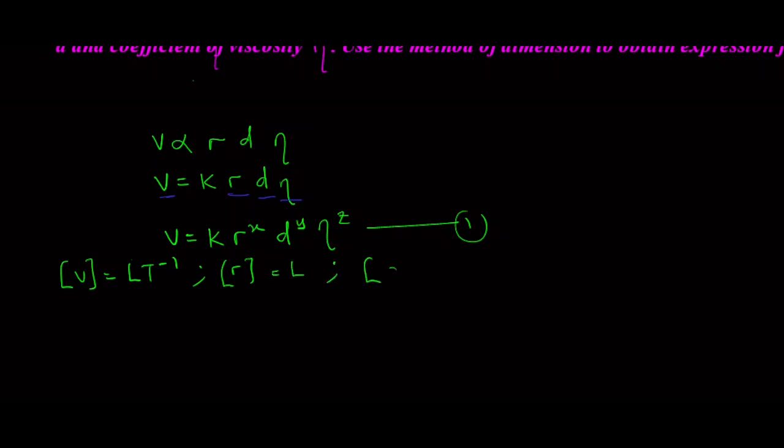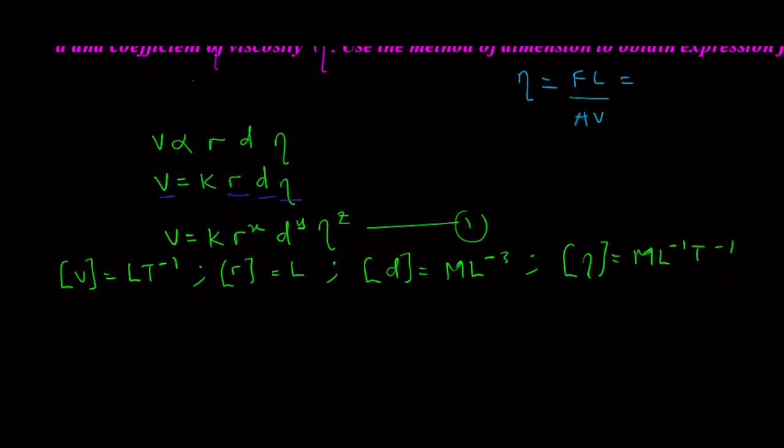The dimension of density, we have discussed, is ML^-3, and the dimension of coefficient of viscosity is ML^-1 T^-1. How do we get that? We use the formula that says coefficient of viscosity is FL over AV. So force is MLT^-2, multiplied by distance L, over area, which is L squared, while velocity is LT^-1. If we solve this, we get ML^-1 T^-1. I'll go about that.